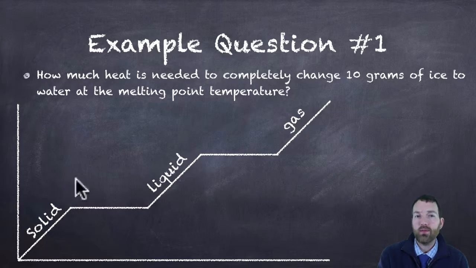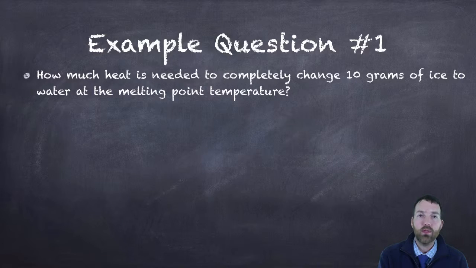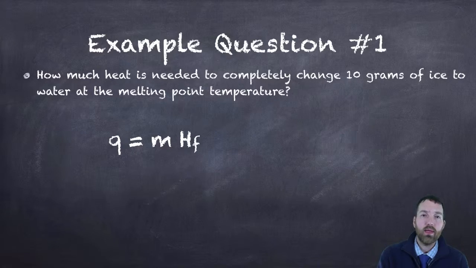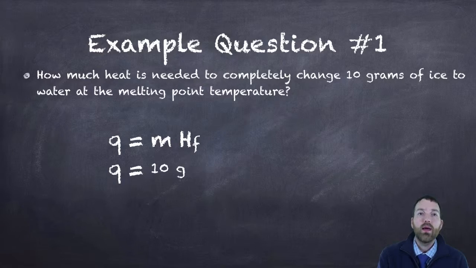So where on this graph does melting happen? Well, that of course is right here. So that is the heat of fusion. So I would use the heat of fusion formula. So they're asking for the heat. So I'm solving for Q, the amount of heat needed to change 10 grams. So I'll plug that in.